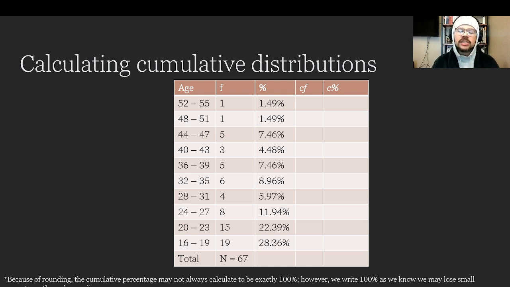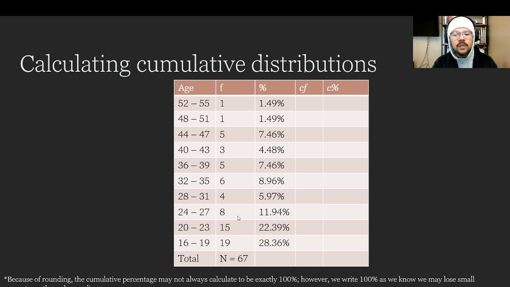So that's an important distinction to make in terms of understanding how to read these grouped frequency distributions. We have one person in the 52 to 55 range, one person in the 48 to 51 range, and so on and so forth.